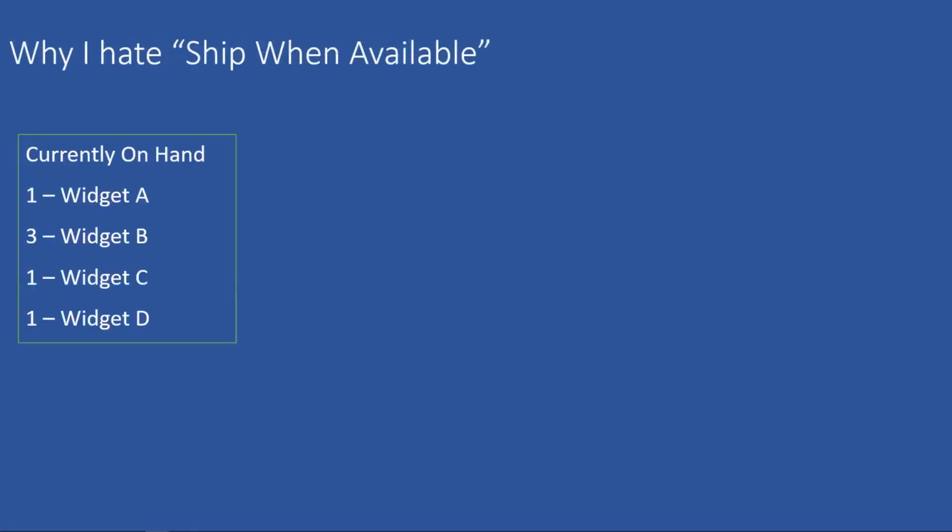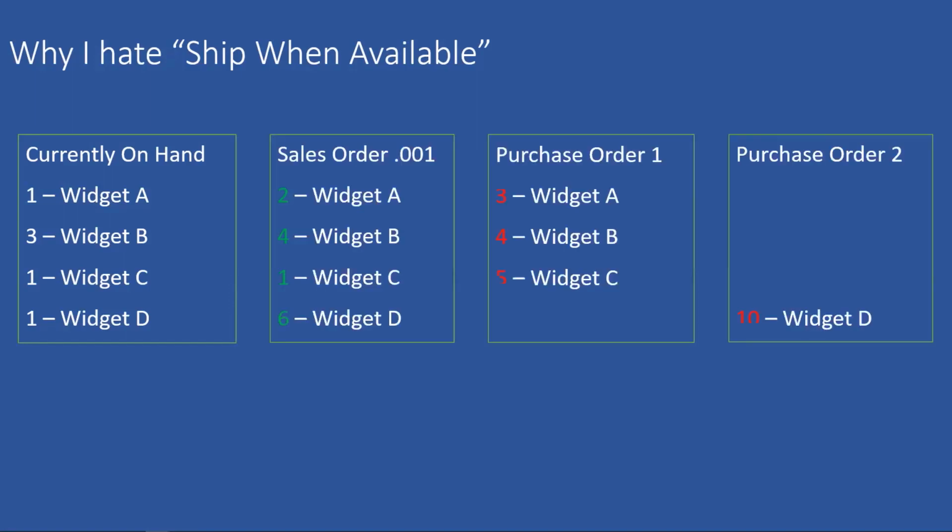Or better yet, let's talk about why I hate ship when available. So let's say this is our current inventory on hand in our warehouse. We have a sales order for something more than what we have on hand. We have a couple purchase orders that are coming in. You can see here in red that they will satisfy that.